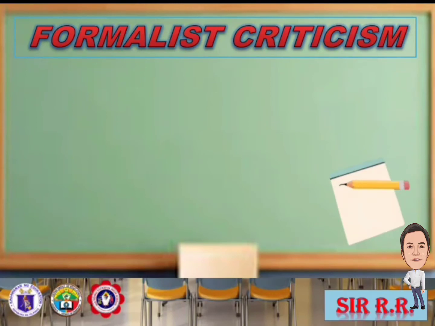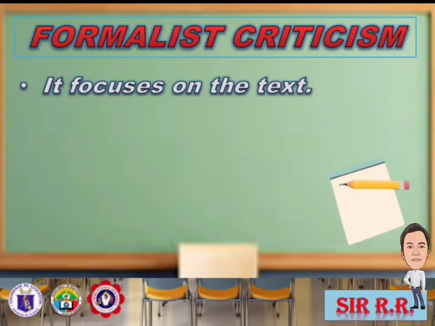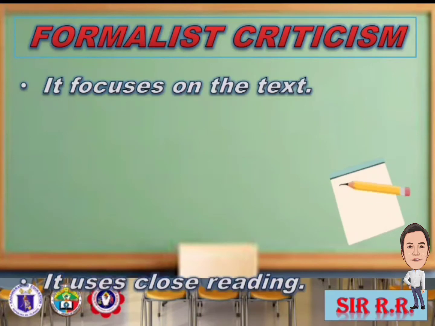In formalist criticism, it focuses on the text. If you're going to analyze a text, focus on the text itself. The background of the text, the background of the author doesn't matter. What we care most about here is the text itself. You're going to criticize what is in the text.